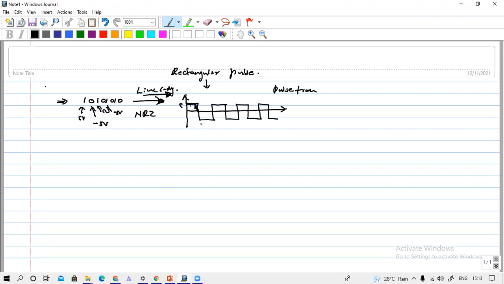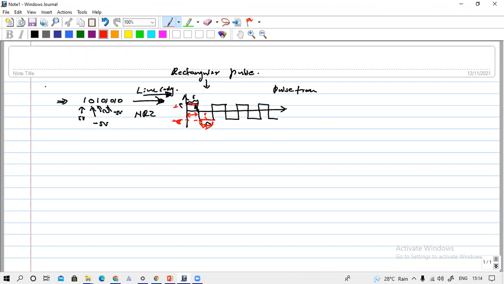NRZ means non-return to zero. That means within the pulse width, this is the information one and this is the information zero. For the duration of one pulse, it does not come to zero. It has some positive voltage value here, and for zero we have a negative value, minus 5, like this. Within this pulse period it does not reach zero. That is why it is called non-return to zero.